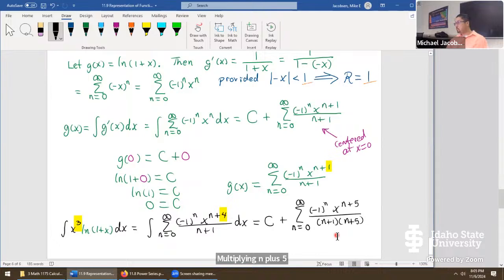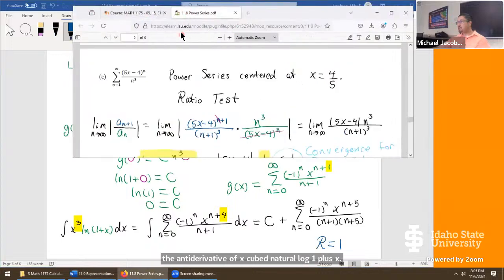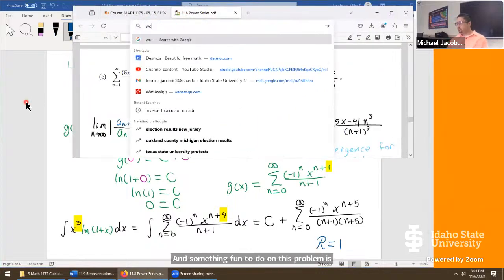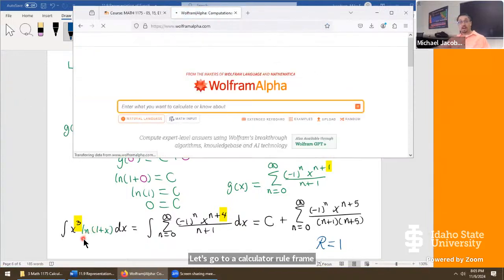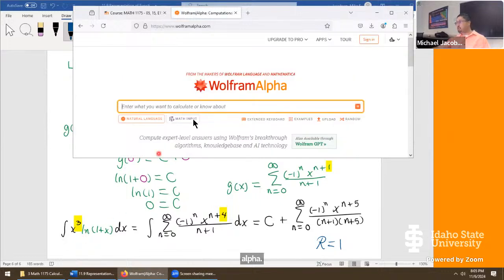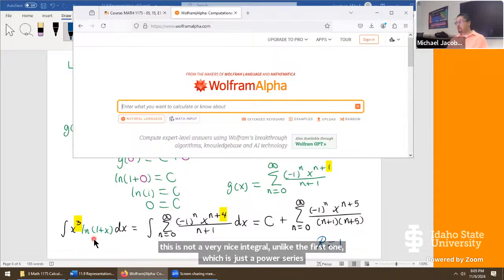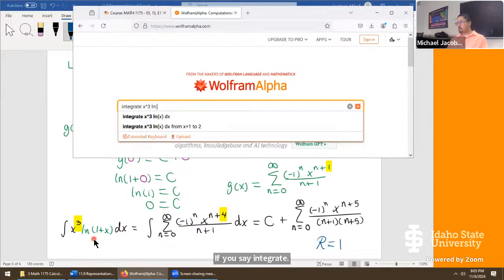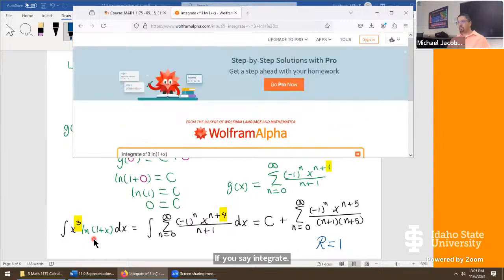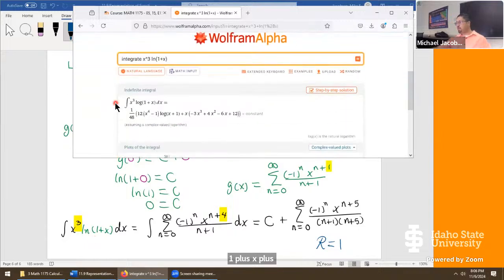As a power series with kind of a meager radius of convergence, R is 1, that's the antiderivative of x cubed natural log of 1 plus x. And something fun to do on this problem is, let's go to a calculator, Wolfram Alpha. Because this is not a very nice integral, unlike the first one, which is just a power series or a partial fraction decomposition problem. If you say integrate x cubed natural log 1 plus x, Wolfram might struggle with this one. Let's see what it comes up with.